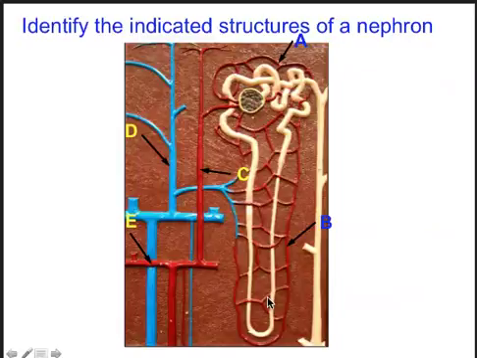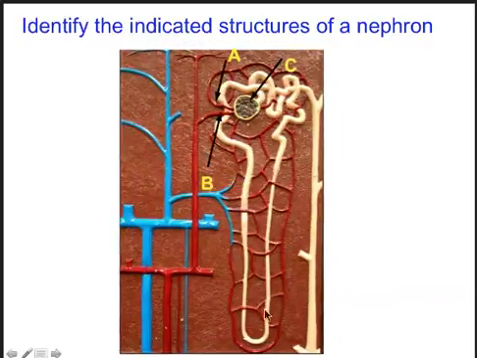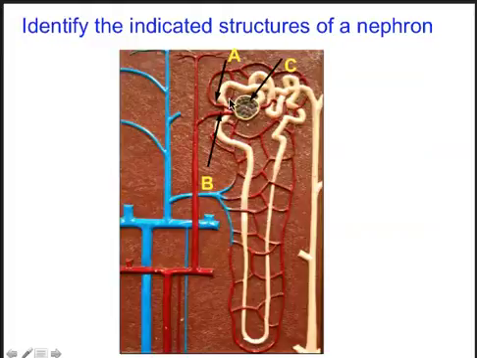Okay, moving on. This is just another look at the same model. A is pointing to the efferent arteriole. Blood leaving the glomerulus flows out through the efferent arteriole.